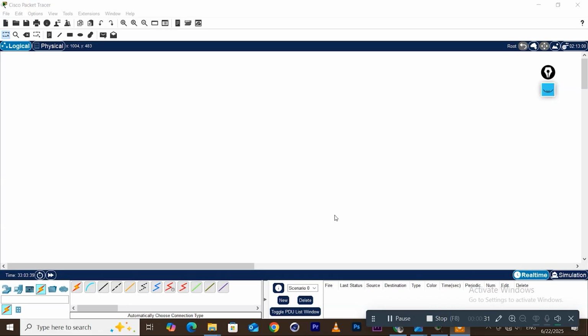So today we are going to be looking at the basic computer networking setup for communication, and as usual we are going to be using our packet tracer. So let's start with the basic communication between two PCs.